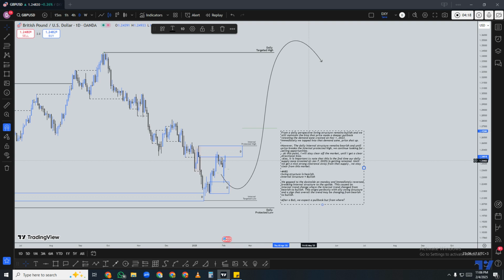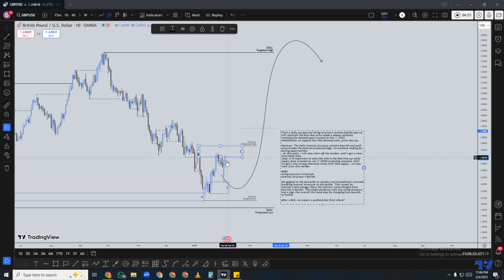It's also important to note that this is the second time our daily supply zone, which is this one, is getting retested. Until we get a nice and strong clearance away from that supply, we may want to stay clear of this market. Basically, this is the second time we are seeing the market come to retest this zone, and until we get that clearance away from it, I would advise you to stay clear.